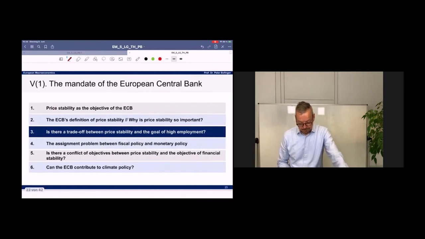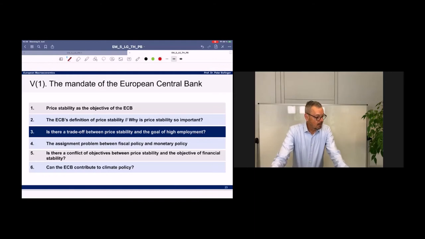Okay, so then we come to the next point. I think we have addressed this already with our model, so we can be relatively short. The question: is there a trade-off between price stability and the goal of high employment? At first sight, one could say, well, this one-dimensional focus of the ECB's policy on price stability, does this not mean that employment is not sufficiently in the mind of the ECB, that with the focus on price stability, the ECB is willing to accept high unemployment rates, and isn't the unemployment situation even more important than price stability?